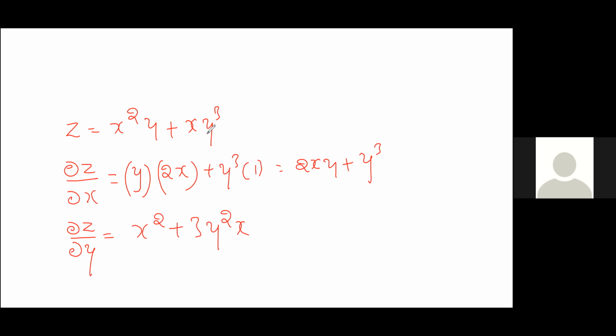So the rule is, in case you are going to differentiate with respect to y, you have to treat the remaining variable x as constant, and whenever you are going to differentiate with respect to x, you have to treat the other variable y as constant. So this is the rule you have to follow while finding the partial derivative of any function.